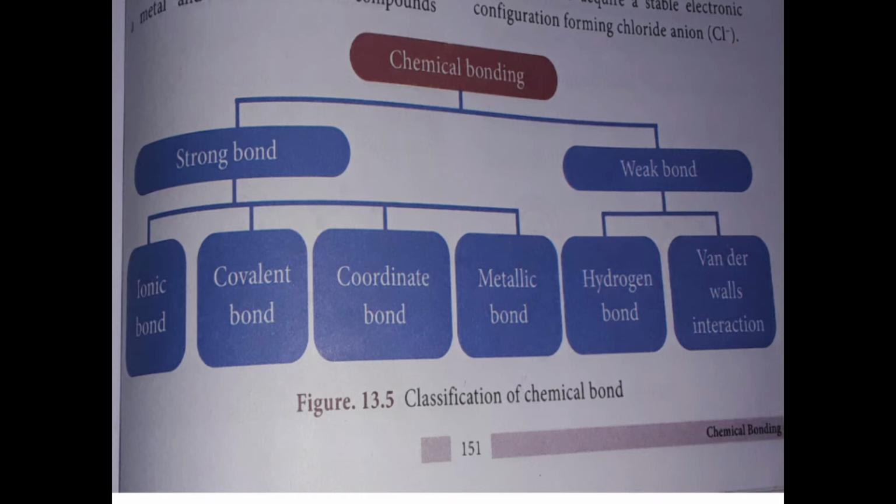If you take strong bond, what do you mean by strong bond? They are very strong, we cannot break them easily. Coming back to the weak bond, it is very weak, we can break it easily. So what are the strong bonds here? Ionic bond, covalent bond, coordinate bond, and metallic bond. And what are weak bonds? Hydrogen bond, van der Waals interaction. So these are the strong and weak bonds.